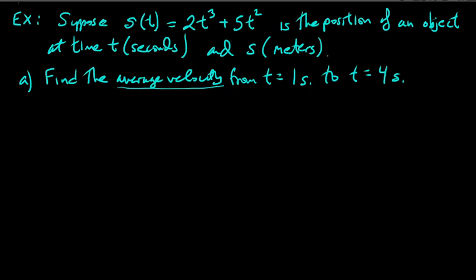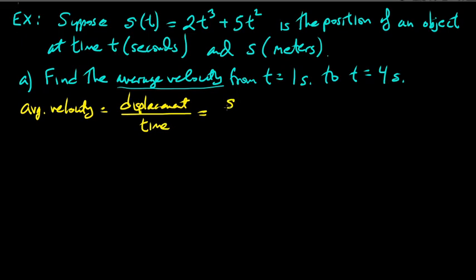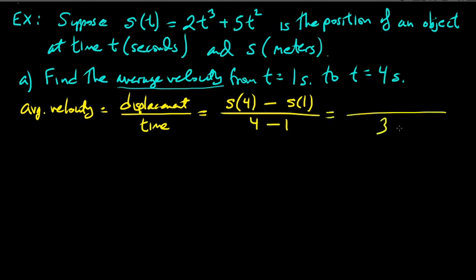Okay, so this you should already know how to do. This does not require calculus or derivatives at all. When we talk about the average velocity, we're just talking about how far we traveled. Well, it's displacement, the difference in the positions divided by the difference in the time. So in other words, it's the position at time t equals 4 seconds minus the position at time t equals 1 second, divided by 4 seconds minus 1 second, in other words, 3 seconds.